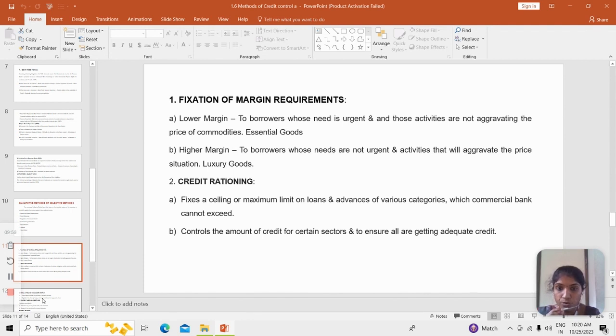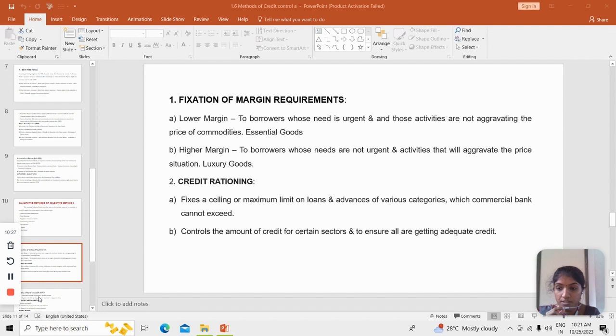This is also in order to maintain certain reserves. So by making a maximum limit on the loans and advances in various categories that a commercial bank cannot exceed, it will control the credit amount and also the reserve amount that will be kept in a bank and other financial institutions. So that is why they are introducing the second qualitative technique, that is credit rationing.